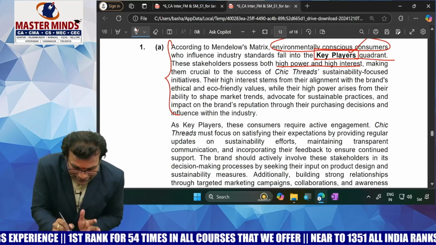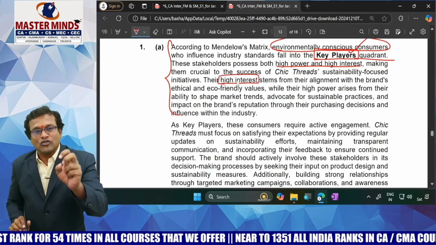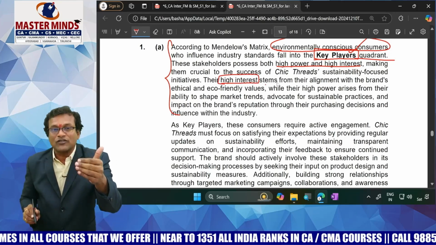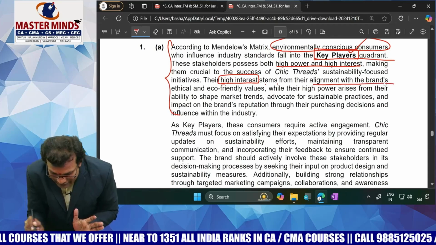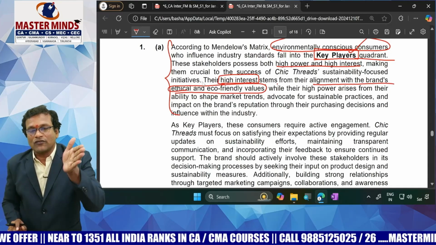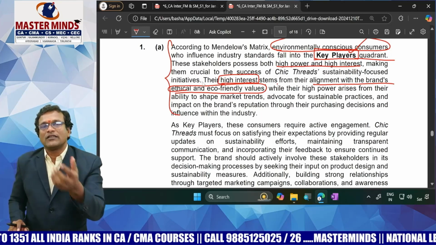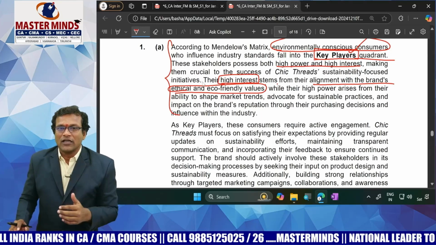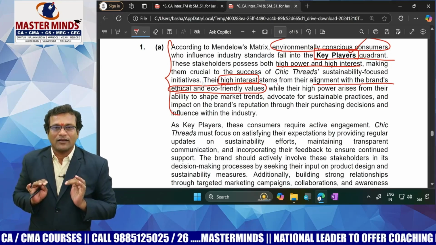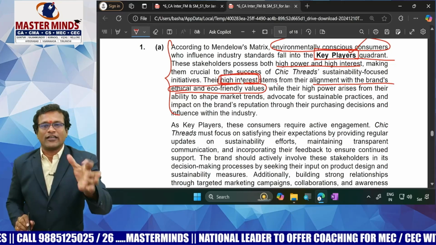Look at that next beautiful line. Their high interest. What is the evidence that these consumers have high interest? We have to explain as a student. This high interest stems from their alignment with the brand's ethical and eco-friendly values. That's why we have used the word values: such consumers are in agreement with the values proposed by the organization. Since the values of consumers are in sync with the values of the organization, it means that such consumers have high interest in this organization.